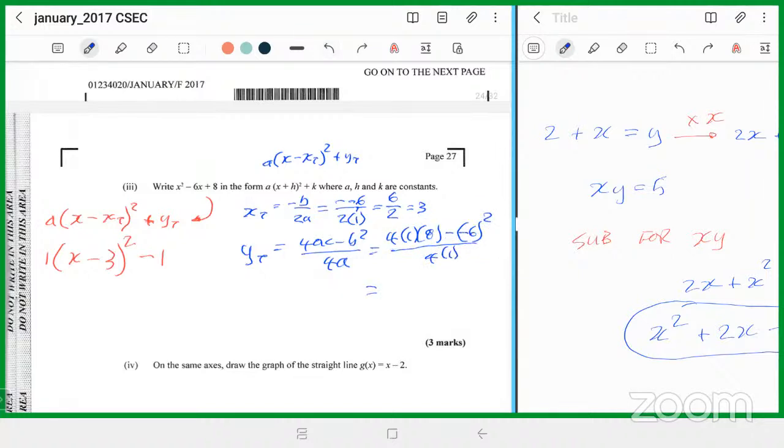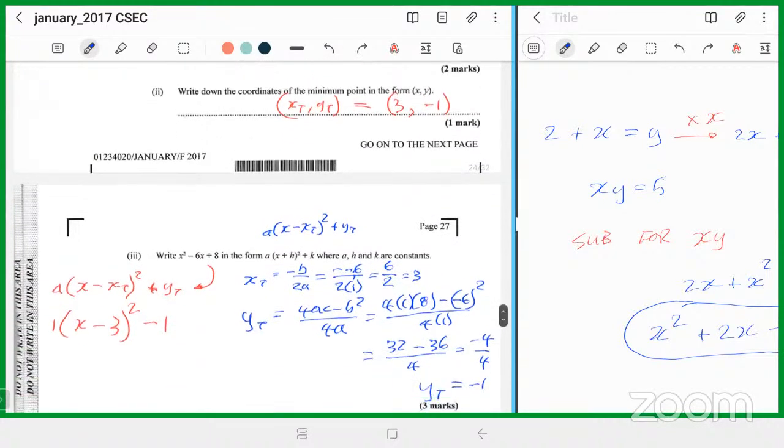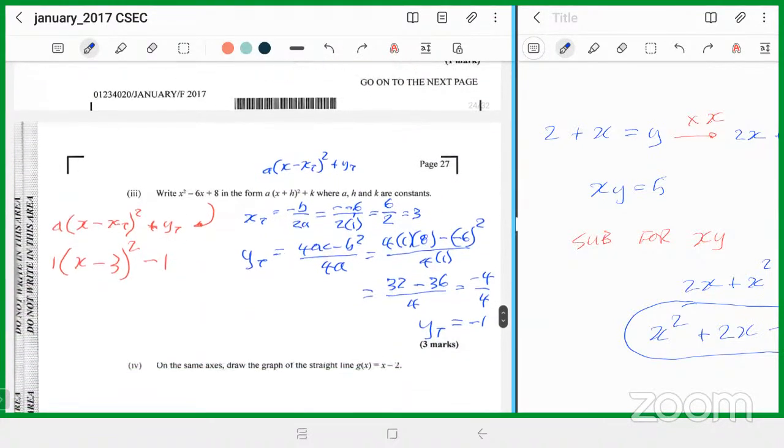So this works out to be 4 times 8, which is 32, minus 36, divided by 4. 32 minus 36 is -4, over 4. Negative 4 over 4 is negative 1. See? It is negative 1. But you have it already from the point. It is negative 1. So why calculate something that you already have? It doesn't make any sense. But do you understand that?